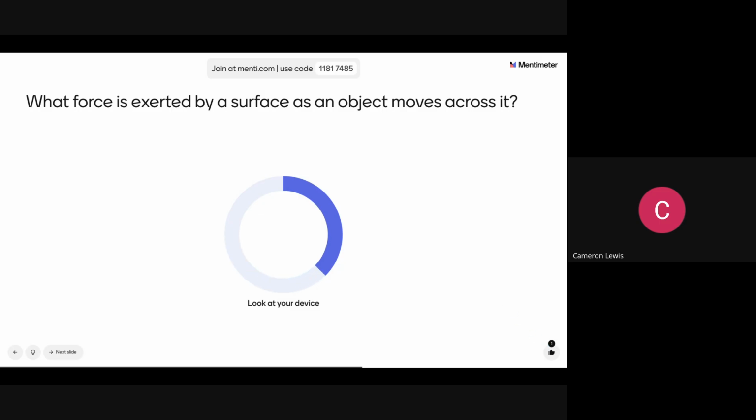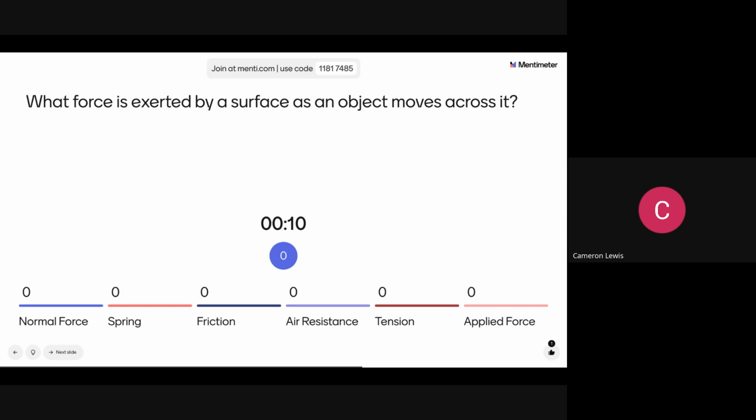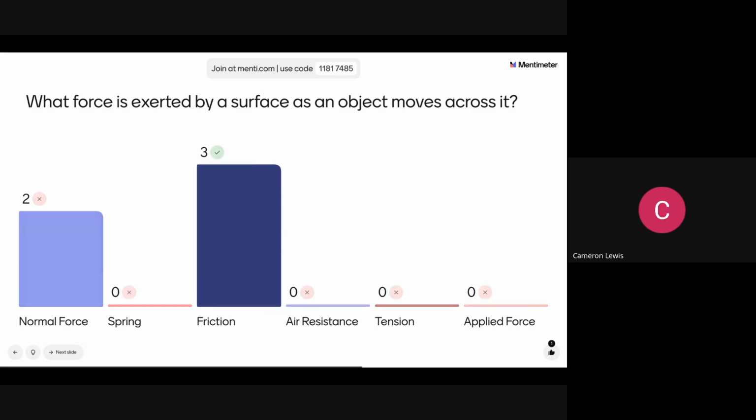What force is exerted by a surface as an object moves across it? It's got to be on a surface, and then you're moving across it. You feel this force? Friction, right? Now, normal force is exerted by the surface on top of the object while it's sitting there, but what force is exerted by the surface as it moves across? So friction, as it slides across or rolls across. That's when we start to see the frictional force, because it works against the motion.